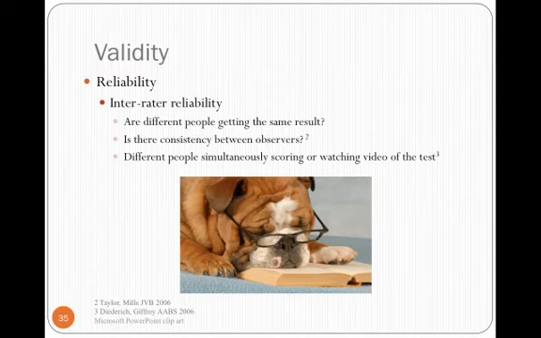And then we look at reliability. And we want to look at different forms of reliability. So we want to look at inter-rater reliability. So different people scoring the same test. Are they getting the same results? Is this consistent between observers? And one way that we can set this up and look at that is to have different people simultaneously score the same dog in the same testing environment. Or we can have people watch a video clip back of the test and both score it independently and compare their answers. Are they getting the same scores?